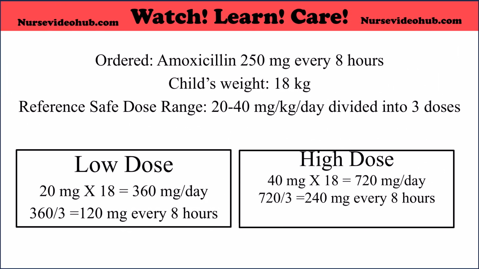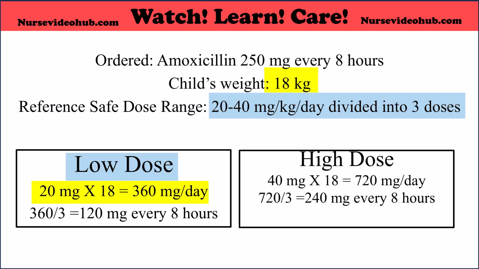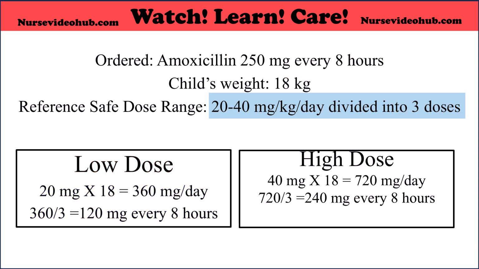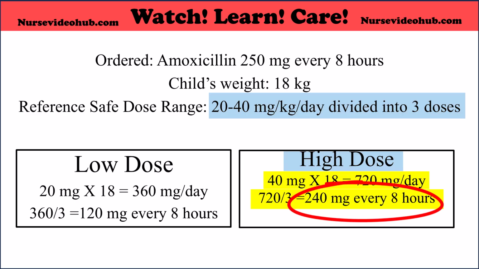Calculate if the patient's dose is safe. The low dose range is 20 milligrams times 18 kilograms divided by 3. The low dose is 120 milligrams every 8 hours. The patient's dose is 250 milligrams, which is above the low dose, so that is good. Now you need to ensure it is at or below the high dose. The high dose is 40 milligrams times 18 divided by 3. The high dose is 240 milligrams every 8 hours. This number is lower than the 250 milligrams ordered.